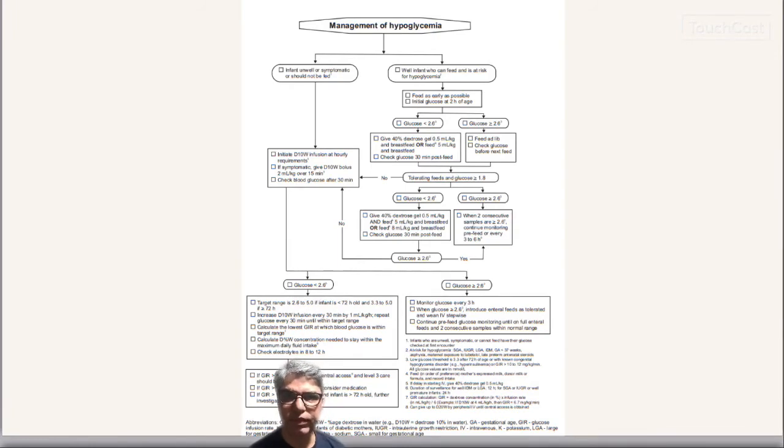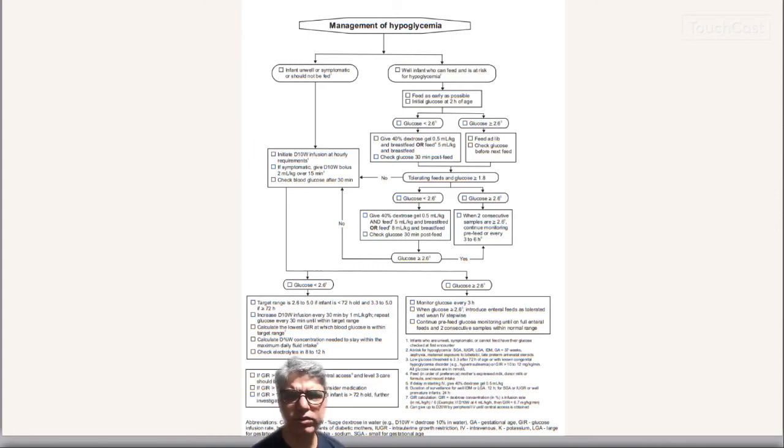Now, what if the infant is symptomatic? Well, if the baby is unwell or symptomatic with glucose less than 2.6, they should not be fed and should be treated with IV dextrose immediately. Now, in symptomatic infants, 40% dextrose gel may be used as a temporary measure to raise blood glucose while waiting to establish an IV line.